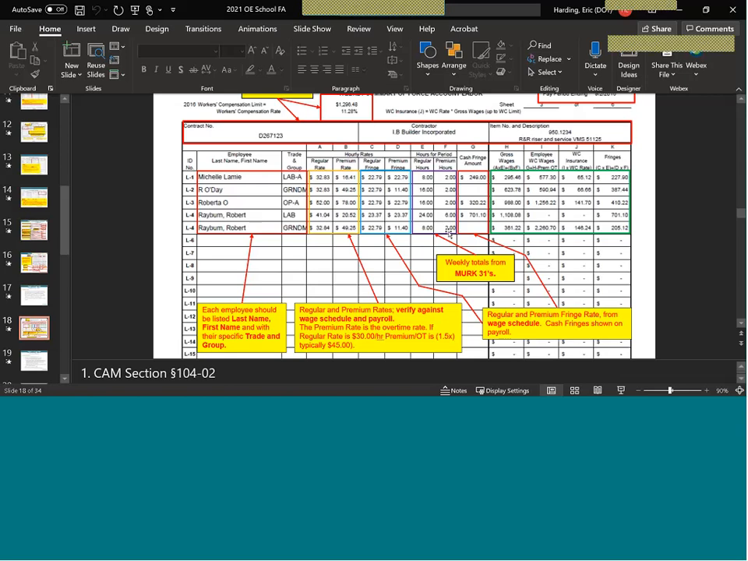Regular and premium hour totals come right from the MERC 31s. That's initially where my main focus is when I'm reviewing the labor summary. I'm going to lay out the MERC 31s for the day, for the pay period that week, and I'm going to tally up the hours and make sure it matches.